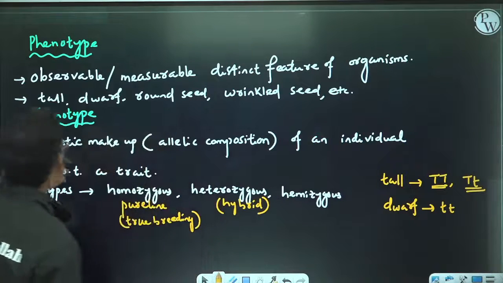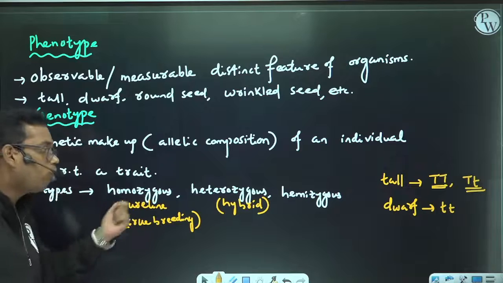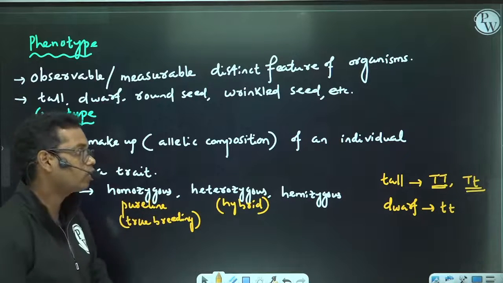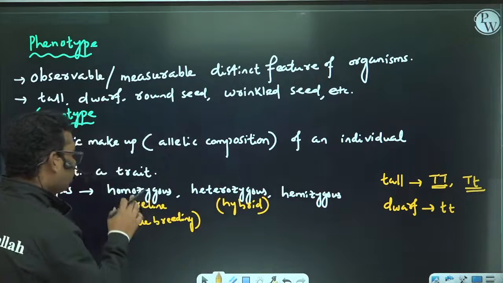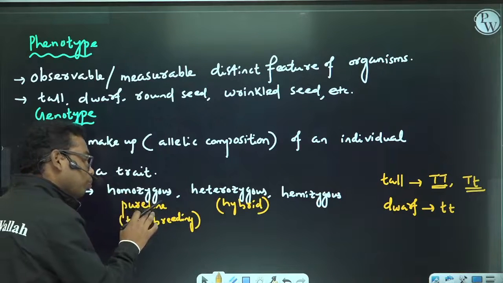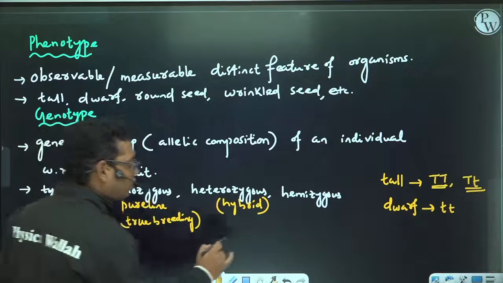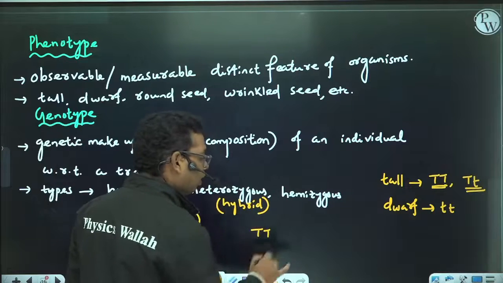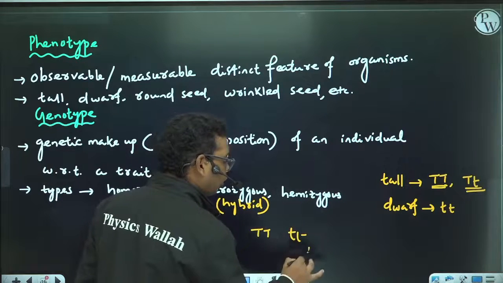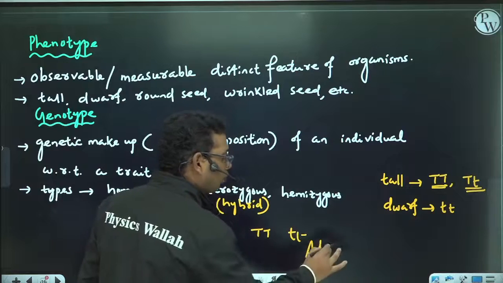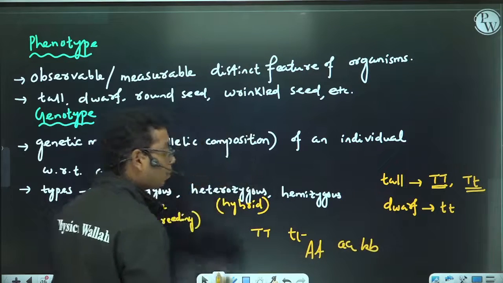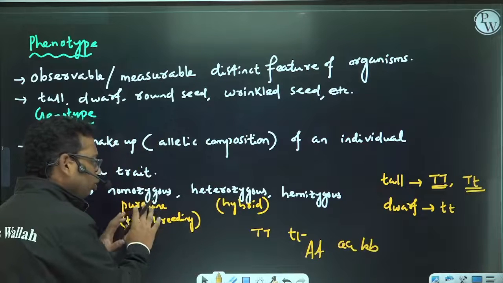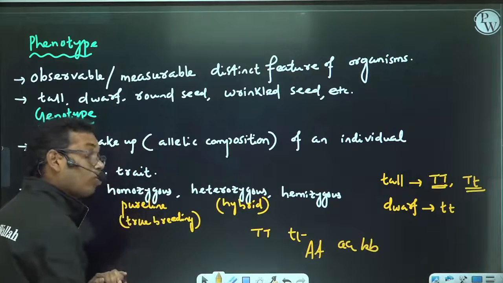And one more thing, the genotype can be homozygous, heterozygous, or hemizygous. The homozygous are also called pure line. So whenever I say capital T capital T, this means pure line. Small t small t, pure line. Capital A capital A, pure line. Small a small a, pure line. Small b small b, pure line. So whenever we say homozygous condition, that will be pure line or true breeding.